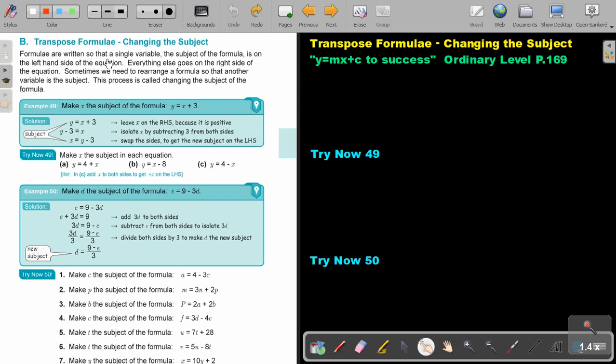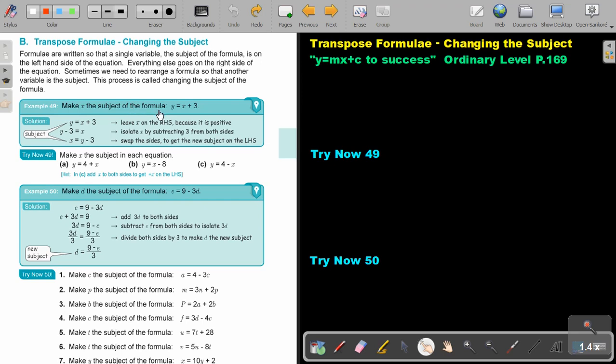Formula are written so that a single variable, the subject of the formula, is on the left-hand side of the equation. Everything else goes on the right side of the equation. Sometimes we need to rearrange a formula so that another variable is the subject. This process is called changing the subject of the formula. So, let's look at an example.